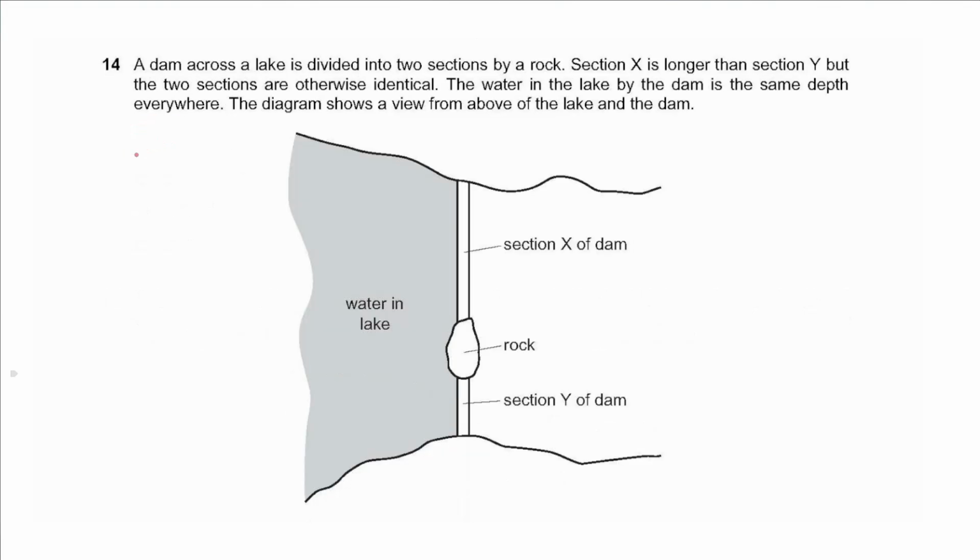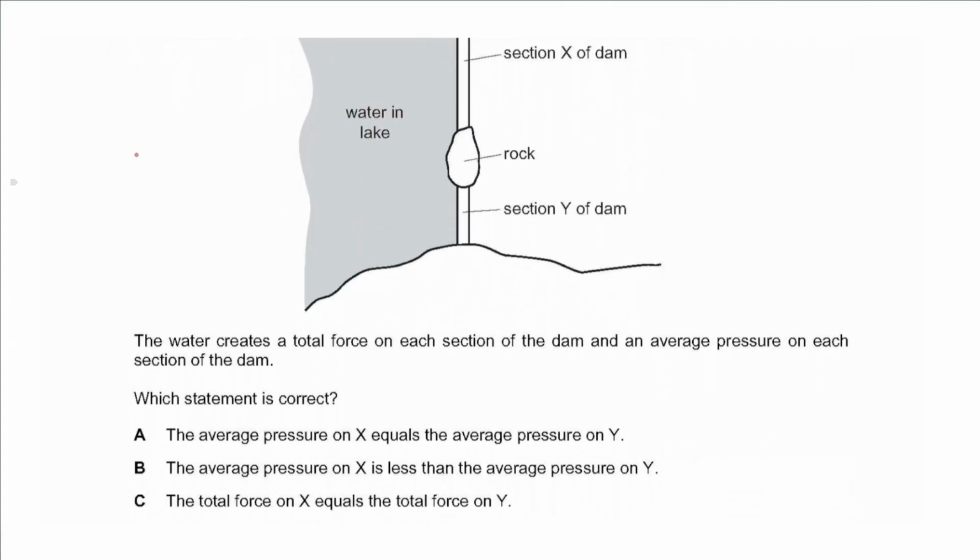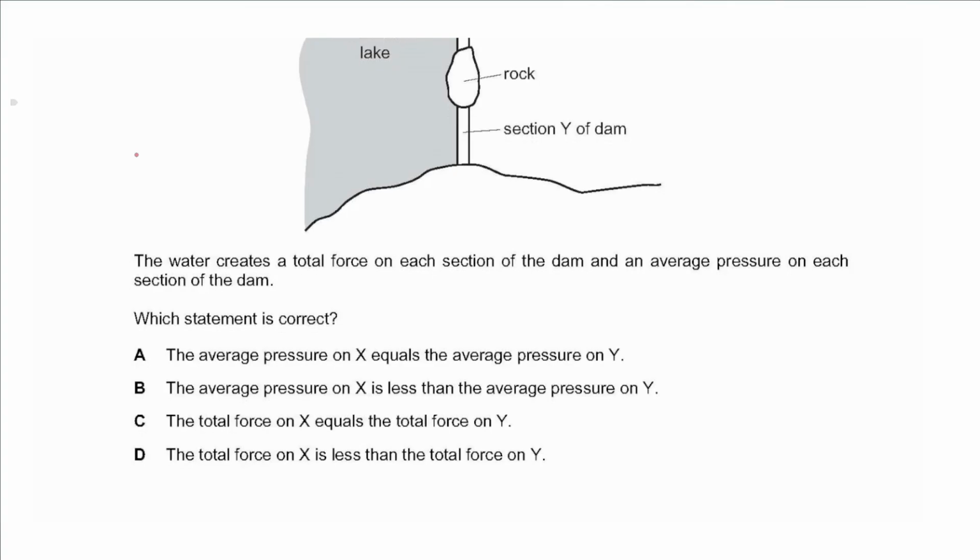Question 14 says a dam across a lake is divided into two sections by a rock. Section X is longer than section Y, but the two sections are otherwise identical. The water in the lake by the dam is the same depth everywhere. The diagram shows a view from above of the lake and the dam. So the water creates a total force on each section of the dam and an average pressure on each section of the dam. Which statement is correct? The average pressure on X equals the average pressure on Y. Yes, because pressure is equal to rho g h and all these are the same depth again here. So the pressure would be the same.